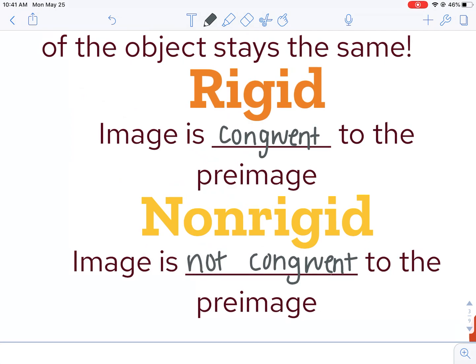And just like with potatoes, everything either is rigid or is non-rigid. You cannot be both, and you cannot be neither. So just like being a potato, you either are a potato or you are not a potato. You can't be both.